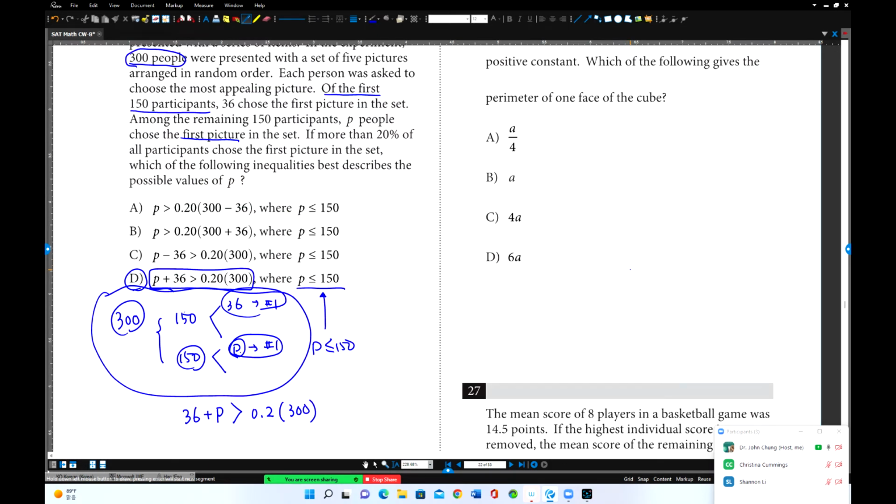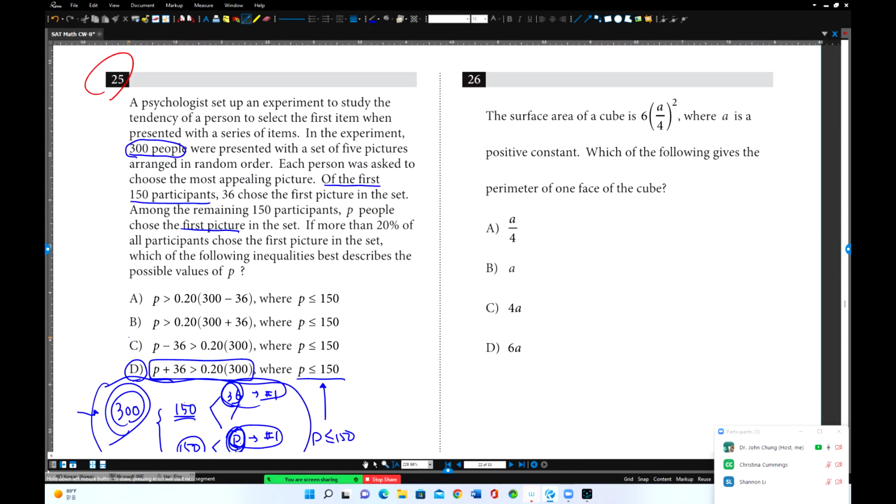This one you have to organize this way. The first 150 group, second 150 group. Only 36 in the first group liked picture 1. The second group is only P people that liked picture 1. But the sum of these is more than 20% of the entire group. That is number 25.